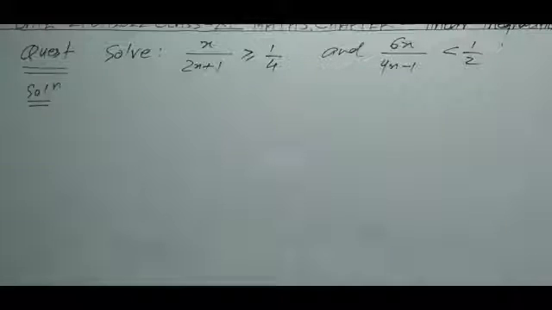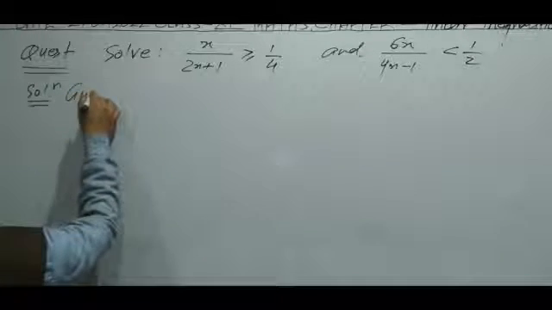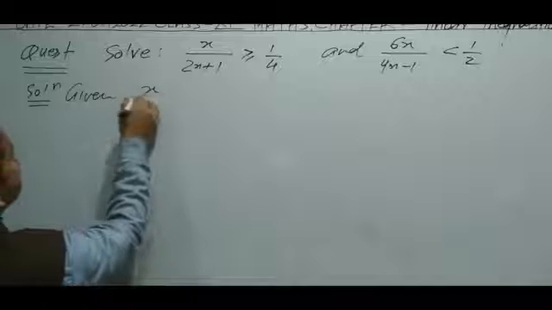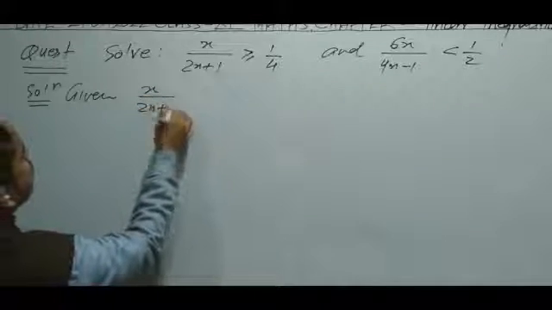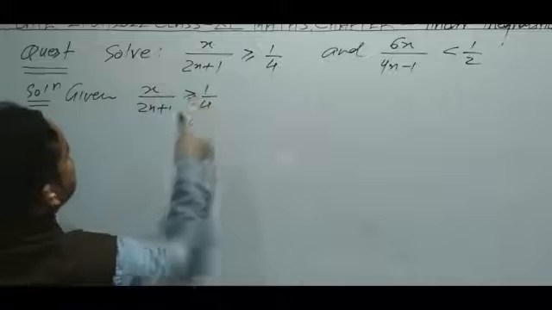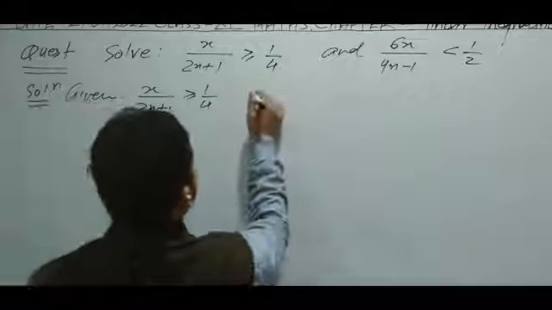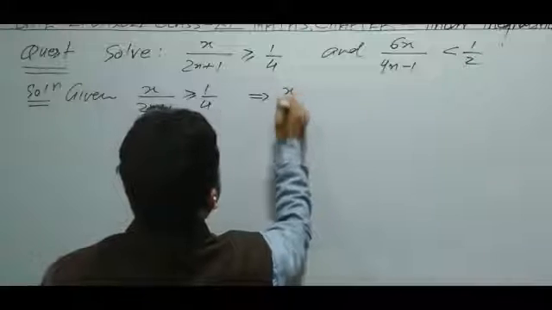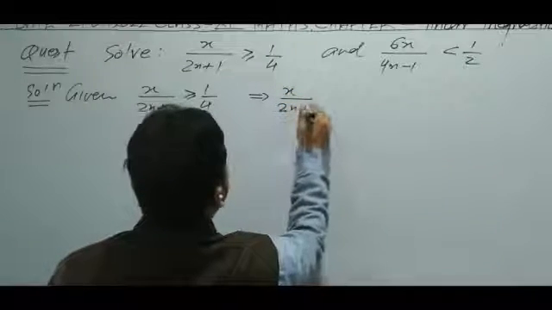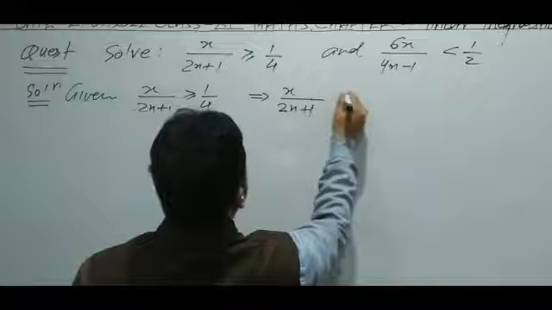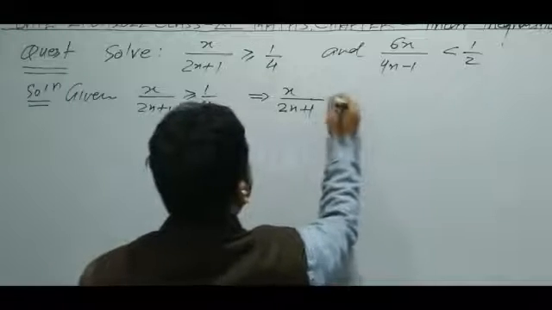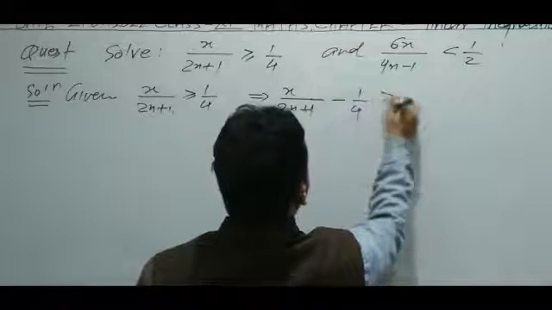So see, solution. Given x upon 2x plus 1 is more than or equal to 1 by 4. Now we are going to solve this. This one we can write as x upon 2x plus 1 minus 1 by 4 is greater than or equal to 0.